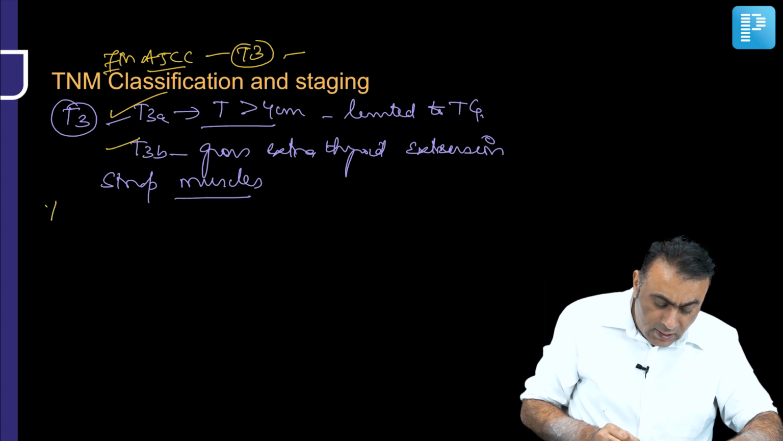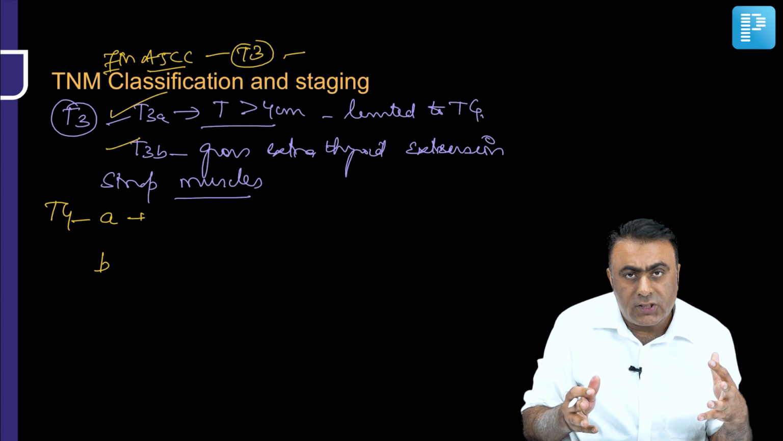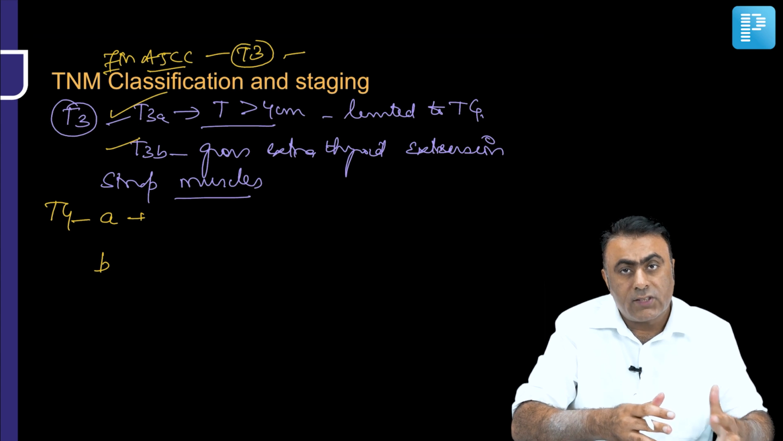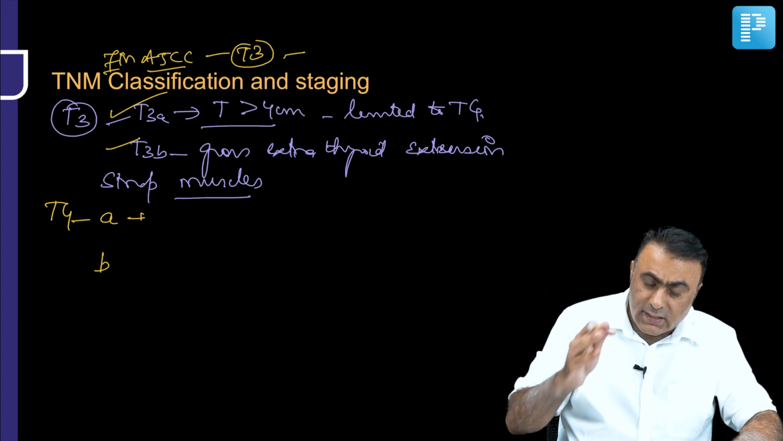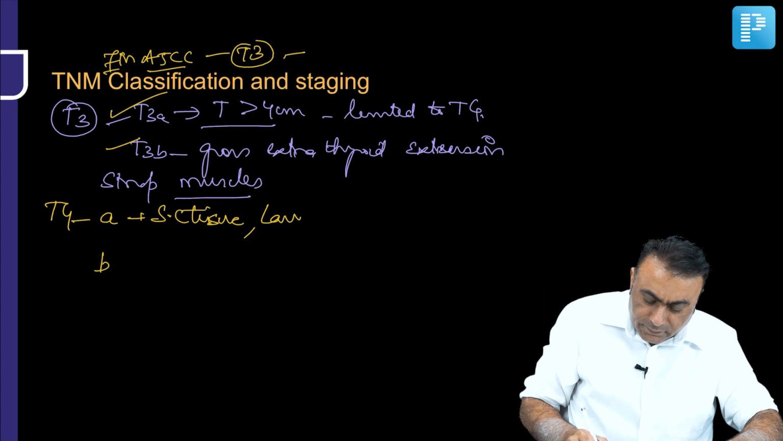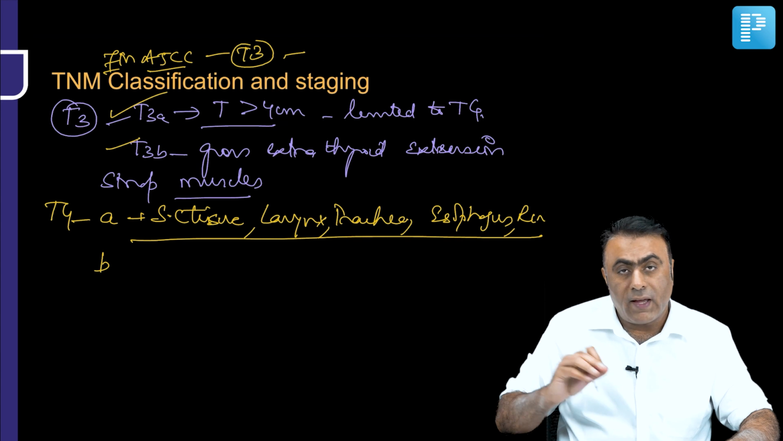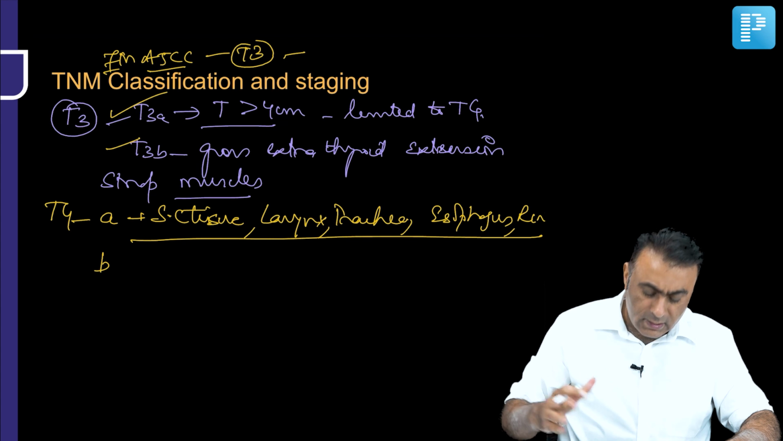Then what is T4? Again it can be divided into T4A and T4B. So definitely there has to be extrathyroid extension now. In T3B, extrathyroid extension occurred into the strap muscles. Now there will be extrathyroid extension even beyond the strap muscles. So T4A is a tumor of any size if there is extrathyroid extension into the subcutaneous tissues or into the larynx or into the trachea or into the esophagus or maybe into the recurrent laryngeal nerve, that all will be labeled as T4A. So a tumor of any size invading into the trachea, larynx, esophagus, recurrent laryngeal nerve, subcutaneous tissue, that is T4A.